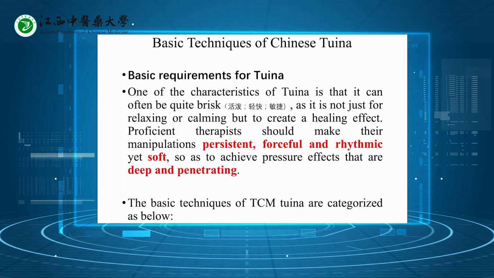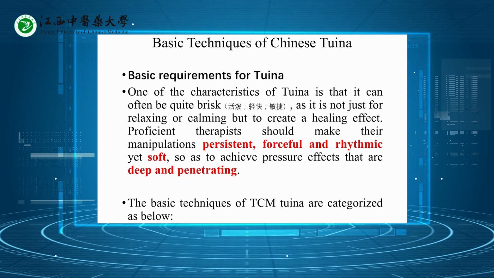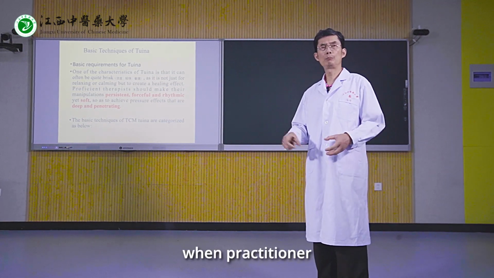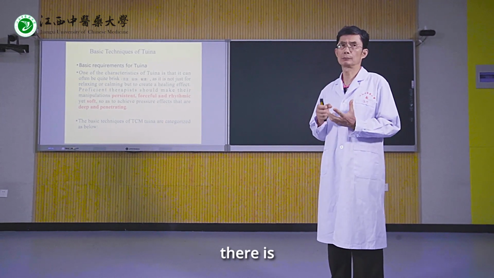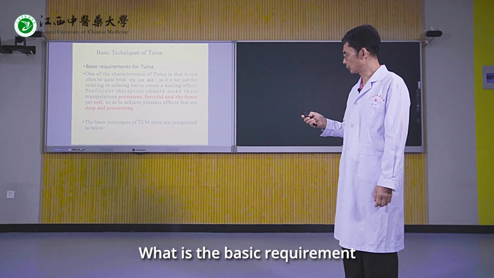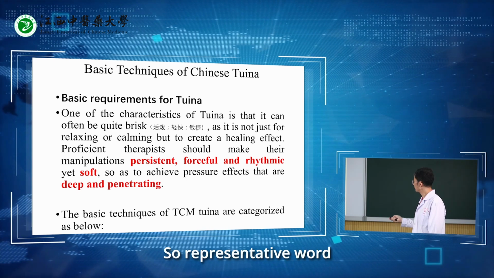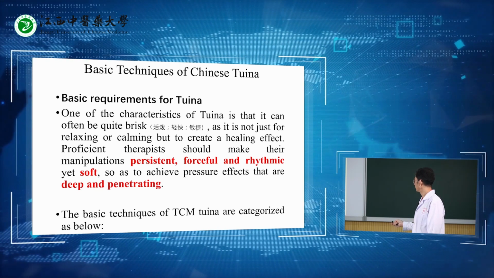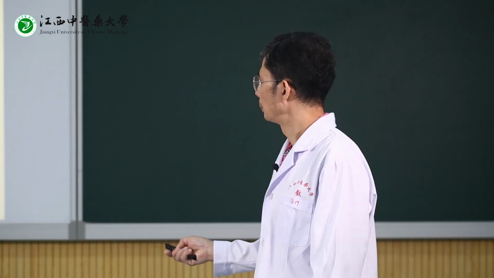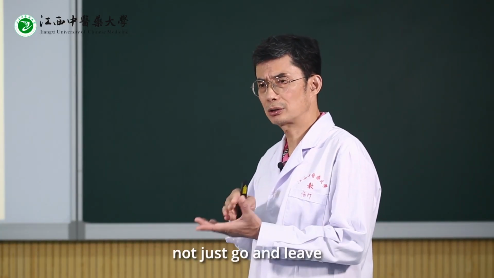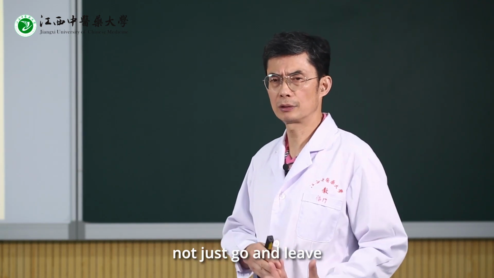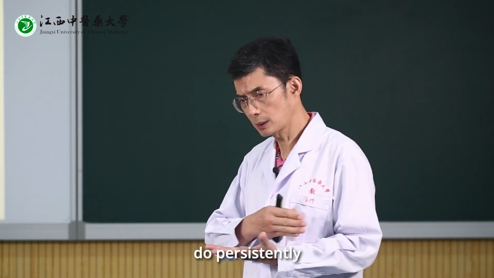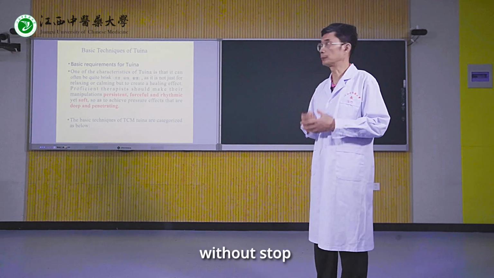Okay, what are the basic techniques of tuna? Take a look at the basic requirements for tuna. When a doctor does tuna, there are, of course, requirements. The representative words are: persistent, forceful, rhythmic, and soft. Persistent means the movement does not go and leave, go and stop. The manipulation is done persistently, without stopping.